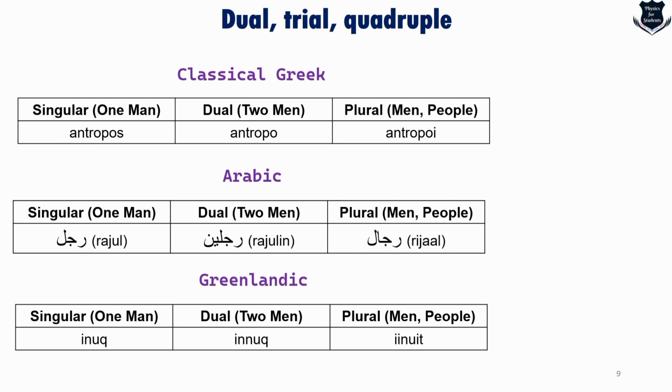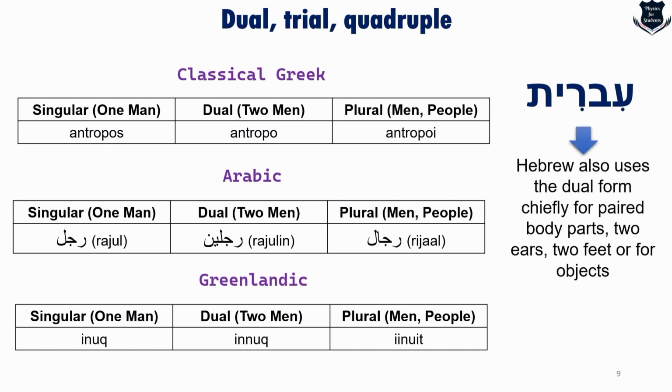In case of Greenlandic, that is very ethnic in terms of developing the genesis of calculation, you will also find this. So singular one man is called Inuq. I don't know how to pronounce it. It might be Ainuk or Inuk. Then we have got Ainuk. Then we have got Inuit, that is plural. Now, strangely enough, you will find that Hebrew also uses the dual form chiefly for paired body parts, for example, 2 ears, 2 feet, or objects like that.